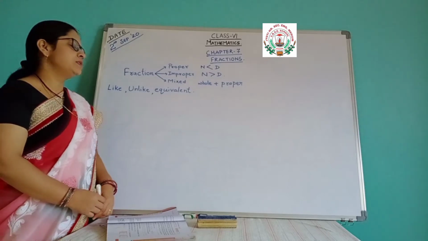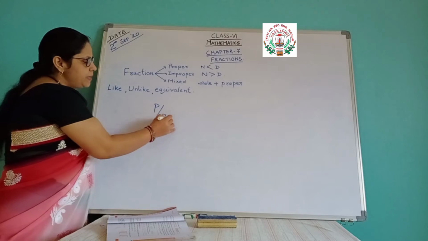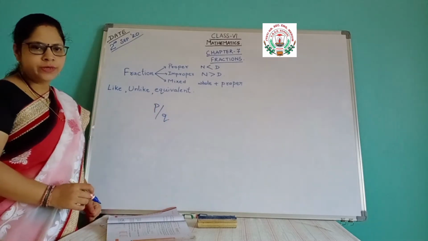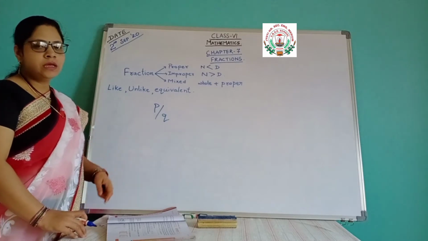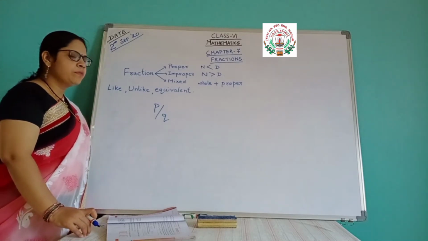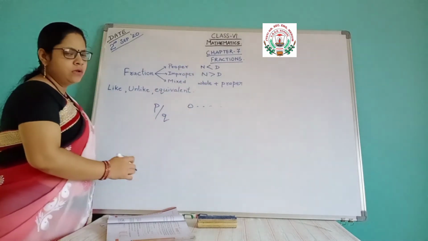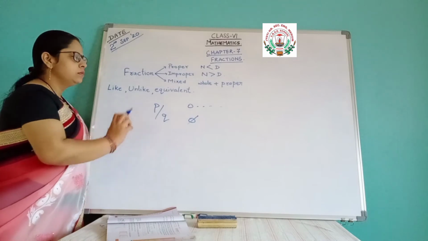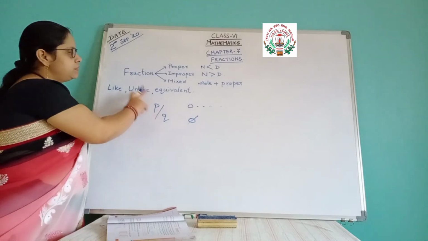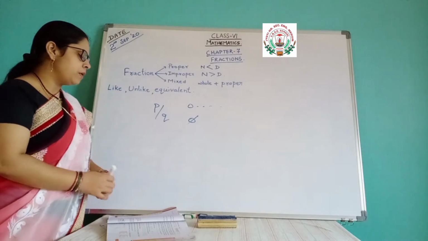That fractions. A fraction is in the form p by q, where p is the numerator and q is the denominator. I have also told that p can be a whole number, meaning it can be 0 or any other number. And q can never be 0. It can't be 0. So this we have studied about fractions.